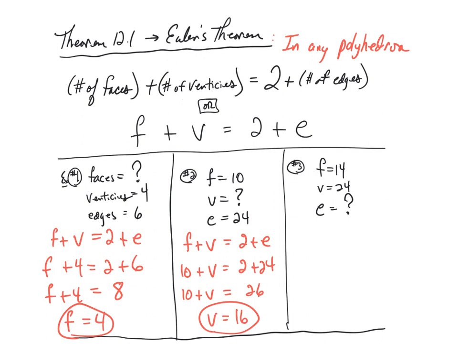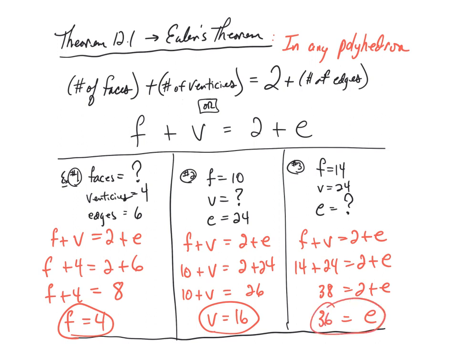And let's just jog through one more of those. This time I'm asking you for the edges, where I tell you that we have 14 faces and 24 vertices. Can you solve for E? Sure. 14 and 24 is 38. And then to move 2 to the other side, we'd have to subtract. So 38 minus 2 is 36. All right. So hopefully those problems will be fairly easy.